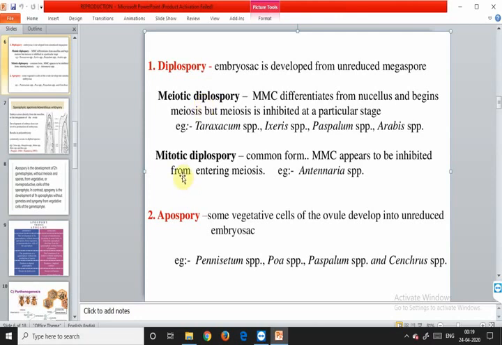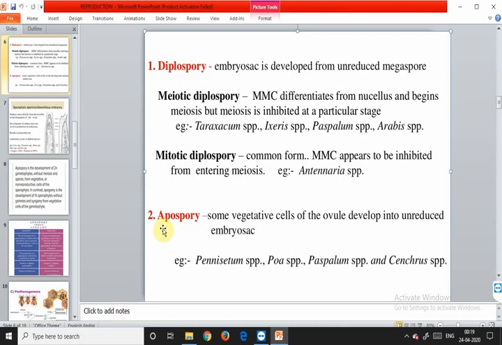But in this, there is no meiotic division at all, and that's why it is called mitotic diplospory. The example of this is Antennaria. The other one is apospory. What is apospory? Apospory was discovered by a scientist called Rosenberg, and it was discovered in a plant, Hieracium.